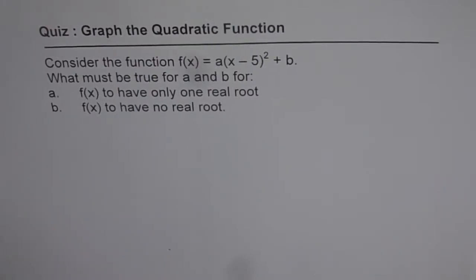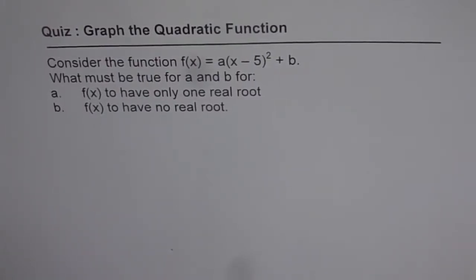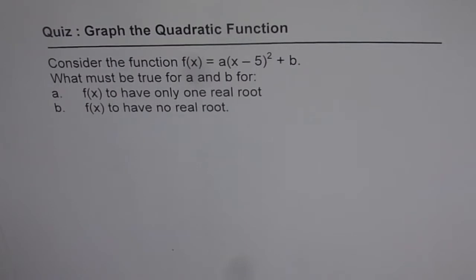Here is question number 13 of our practice test on Unit 3. Graph the quadratic function. Consider the function f(x) = a(x − 5)² + b. What must be true for a and b for f(x) to have only one real root, and part b is for f(x) to have no real root.